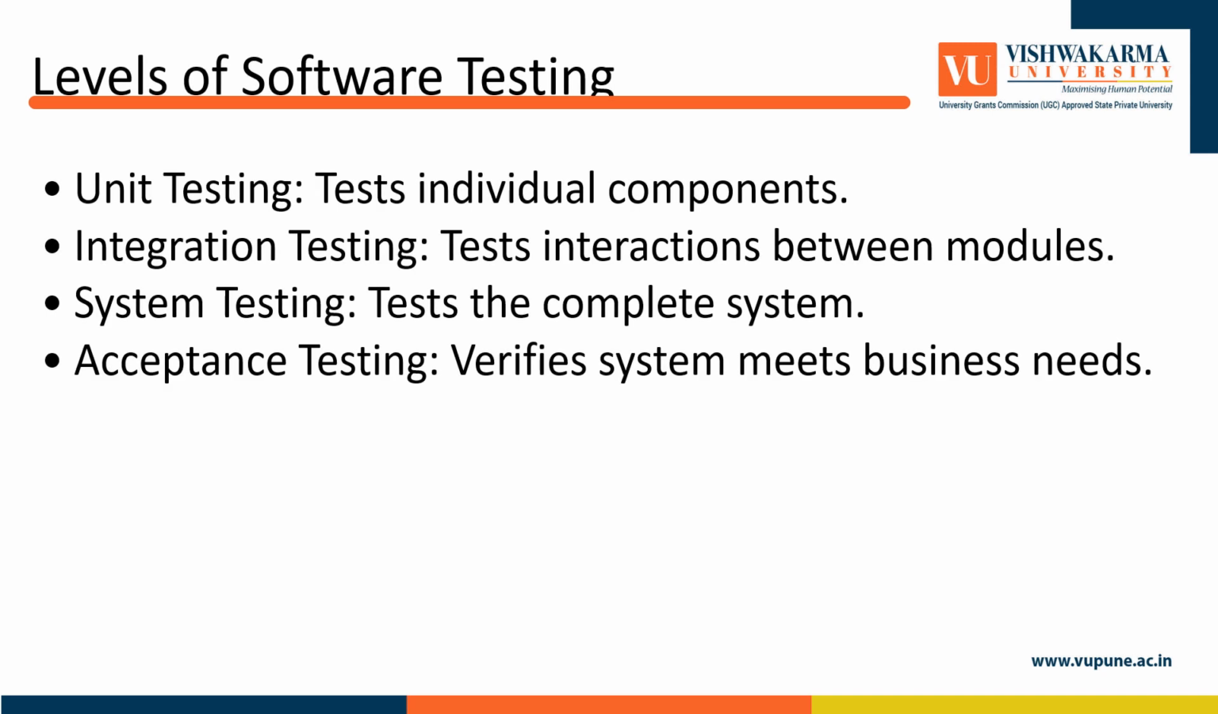Now, let's move on to the levels of testing. Testing happens at multiple levels. Unit testing. This is done by developers. They test small parts of code individually. Integration testing. This is when we combine modules and check if they work together. System testing. At this stage, we test the entire system as a whole. Acceptance testing. Done at the final stage to make sure the software meets business needs or customer requirements. Each level adds a layer of confidence in the final product.